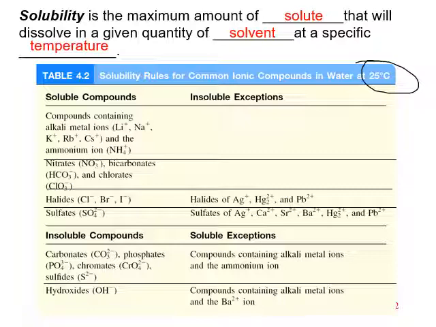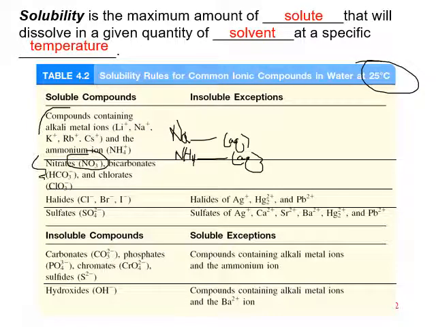But in general, the soluble compounds are compounds containing alkali metals and ammonium. There are no exceptions, so anytime you see Na with something else, it would be aqueous. Anytime you see NH4, which is ammonium, with something else, it would be aqueous again. All nitrates, bicarbonates, and chlorates are soluble. Again, these are all no exceptions.